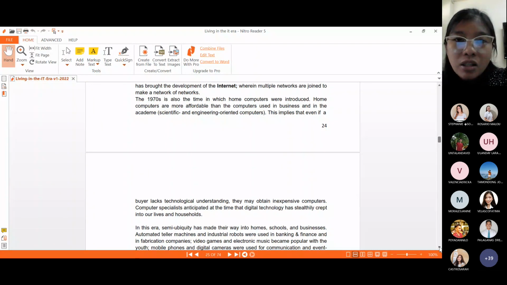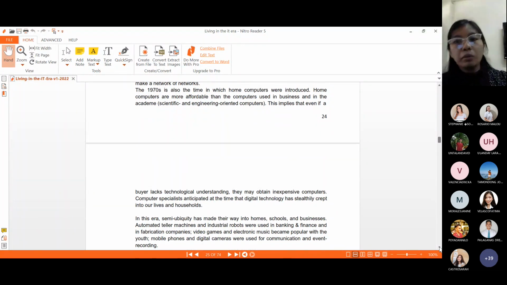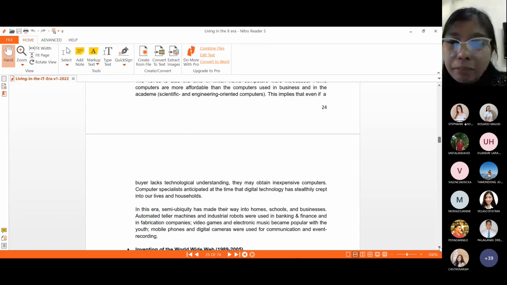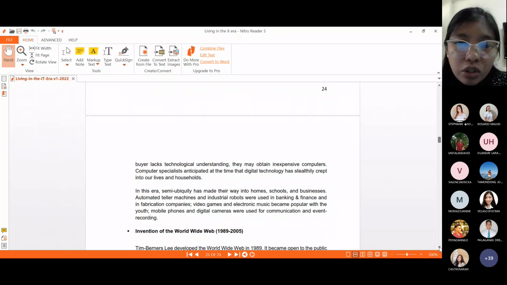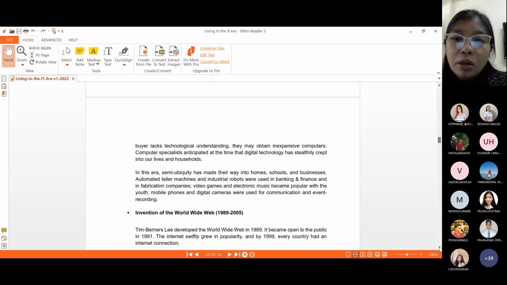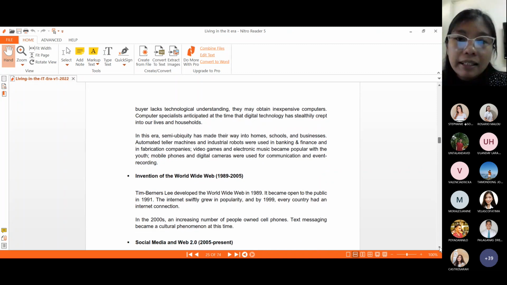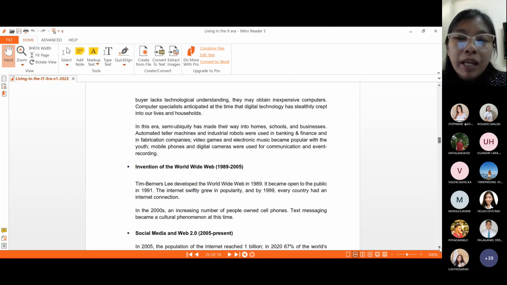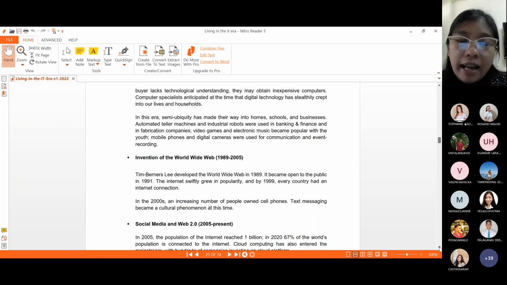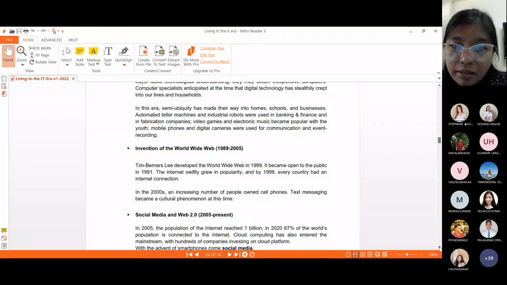So the 1970s is also the time in which home computers were introduced. Home computers are more affordable. Ayan na. This implies that even if a buyer lacks technological understanding, they may obtain inexpensive computers. So computer specialists anticipated at the time that digital technology has stealthily crept into our lives and households. In this era, semi-ubiquity has made their way into homes, schools, and businesses.